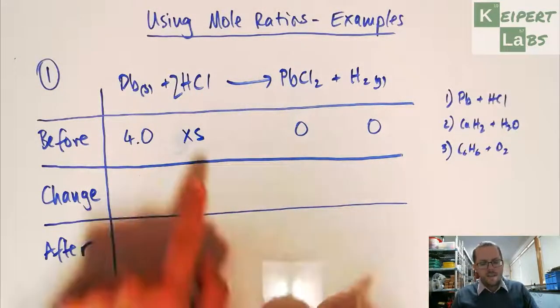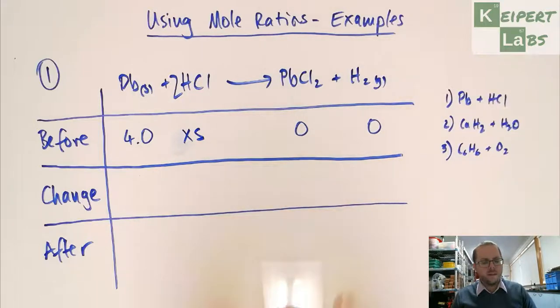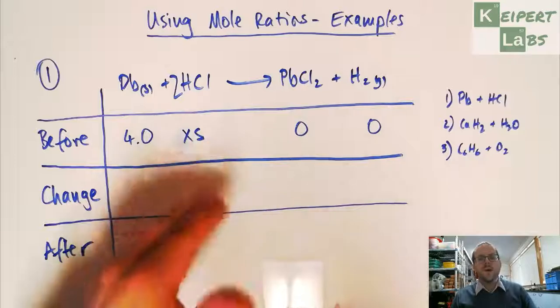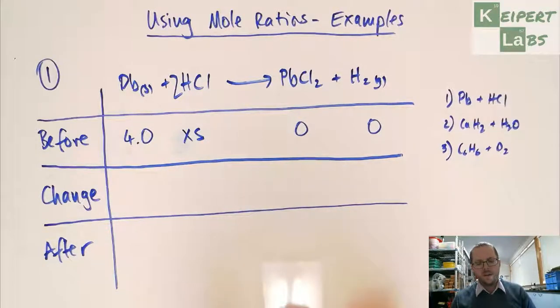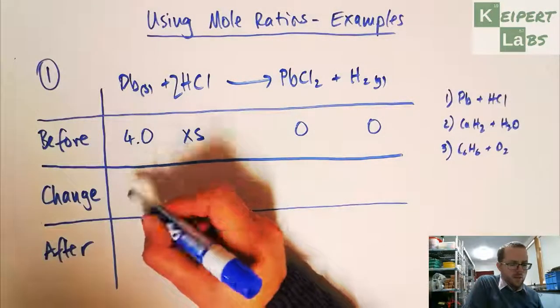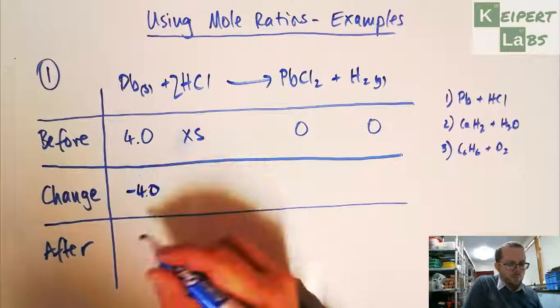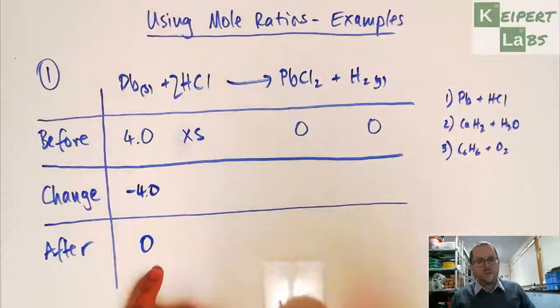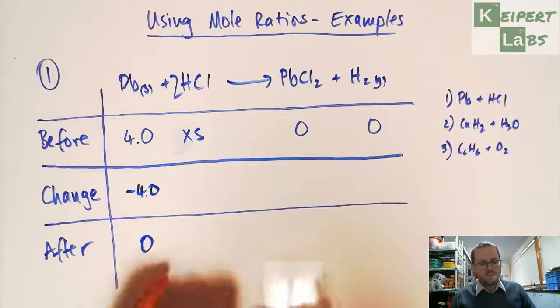I'm going to use a little XS symbol, not because I'm clever, but to keep it short, to indicate that we have more than enough hydrochloric acid to react with our lead. What we can identify here is that all of the lead metal is going to react. So I'm losing all 4 moles of lead, leaving 0 moles of lead.